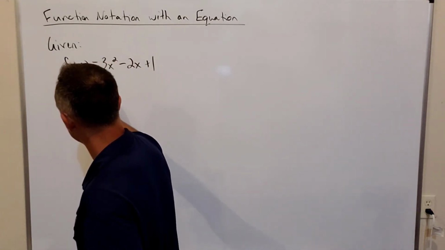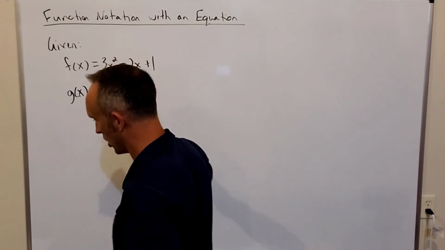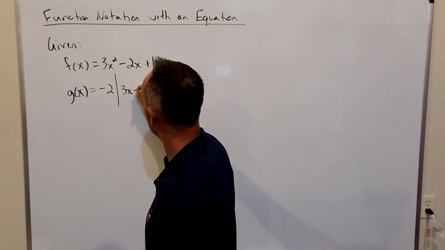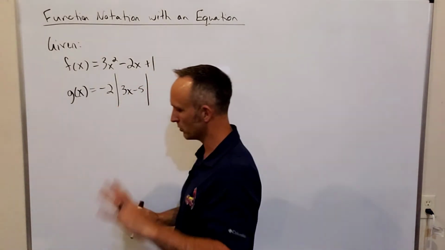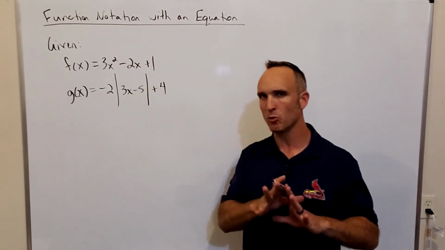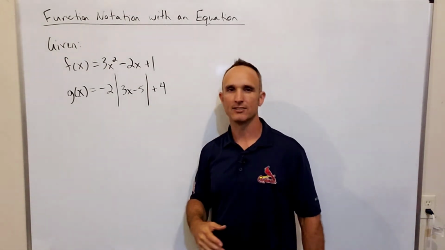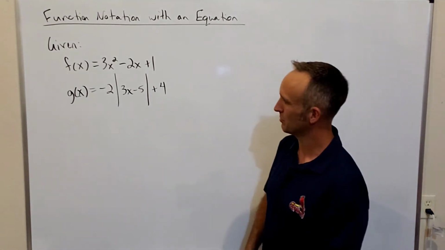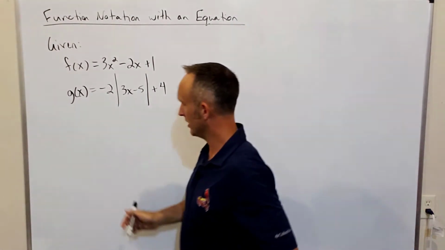G of x is negative 2 times a vertical bar. And inside the vertical bars, I have, let's say, 3x minus 5. So I've got 3x minus 5 inside these vertical bars, we'll talk about those in a minute, plus 4. So do you remember what the vertical bars mean in mathematics in this particular case? It means what's called absolute value. So we'll see how to handle that in some cases. If you don't remember absolute value, you might want to go do some reading up on it.